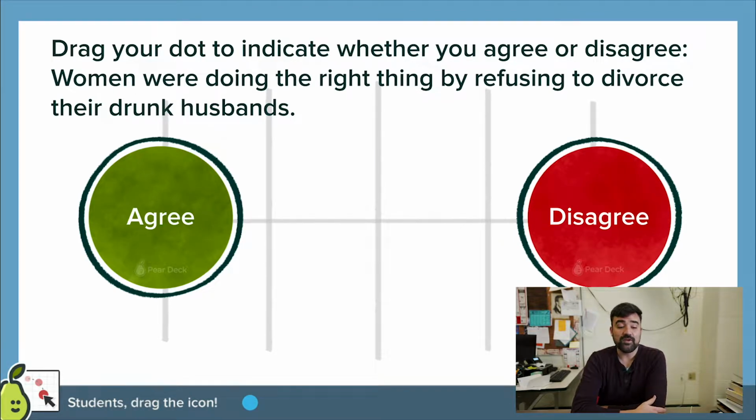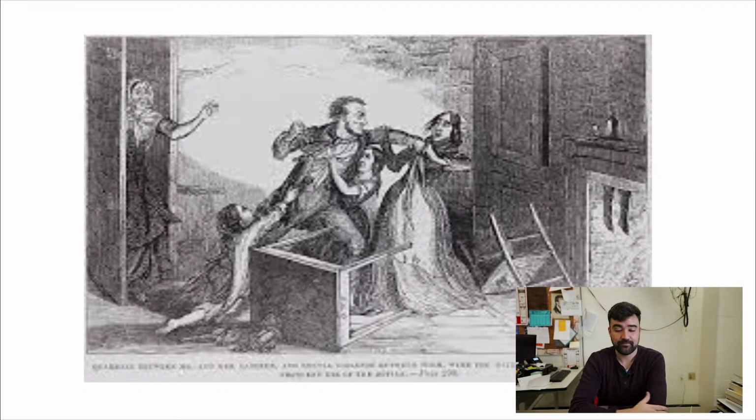And then I want you to drag a dot, which on your screen will pop up. You've got to tell me whether you agree or disagree with this statement: Women were doing the right thing by refusing to divorce their drunk husbands. That's a tough one. Think of it maybe in the time period. Don't think of it just based off of today's expectations.